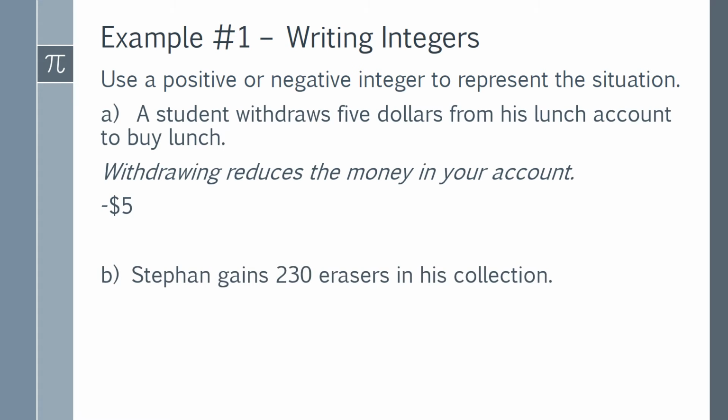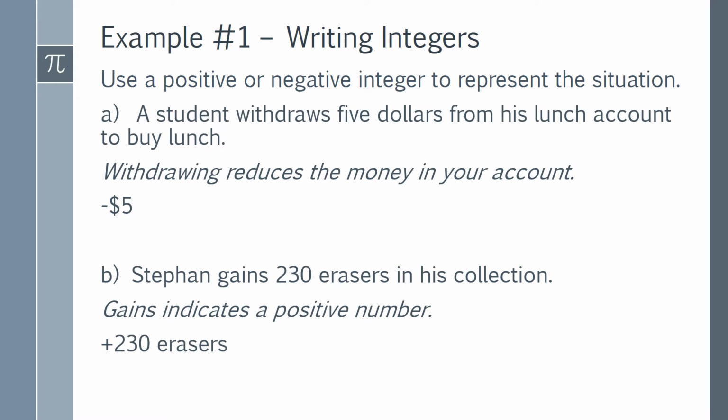For part B, Stefan gains 230 erasers in his collection. Gains indicates a positive number because he has more erasers than he used to have. In this case, we could use the positive integer 230 erasers.